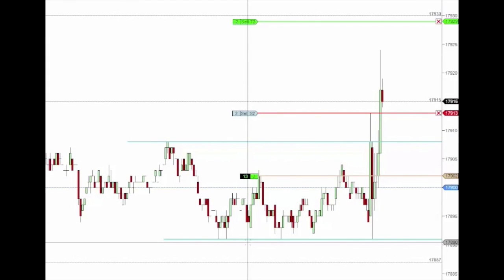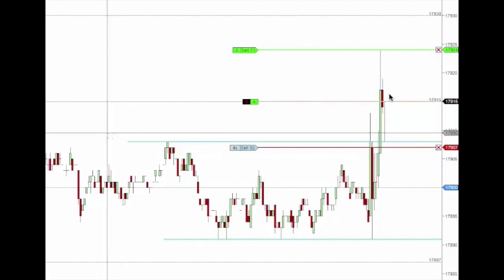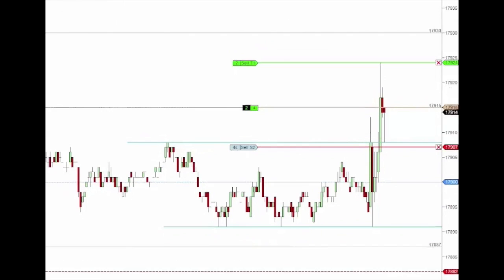So I got out at 13, I re-entered at 15. In this sense, it was basically like I was just picking up where I left off. But the key here is that this is a setup. This is actually a setup. We had this break and then a retest of this level here, and so you see that strong rejection.